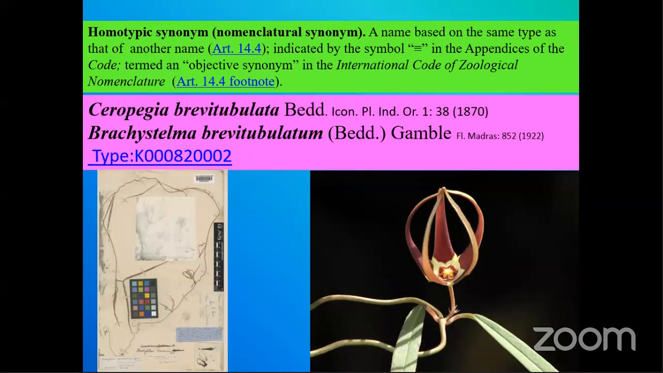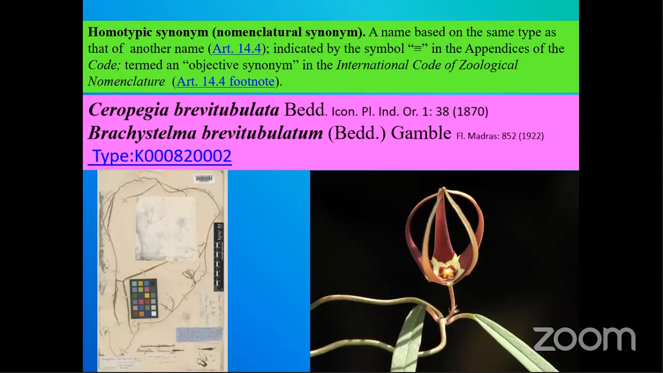But later, Gamble changed the name Rapigia to Brachystelma. But he followed the basionym name privitubulata into privitubulatum, Brachystelma privitubulatum. The priority of publication of Rapigia privitubulata is correct, but Brachystelma privitubulatum is a different name for a single herbarium specimen. It's a homotypic synonym or nomenclatural synonym, a name based on the same type as that of another name. In Article 14.4, it is indicated by a symbol like that.